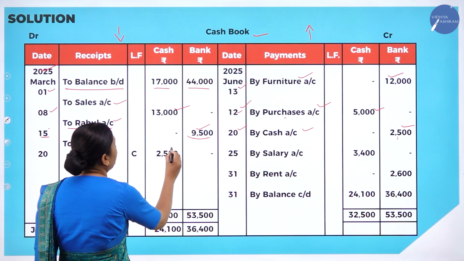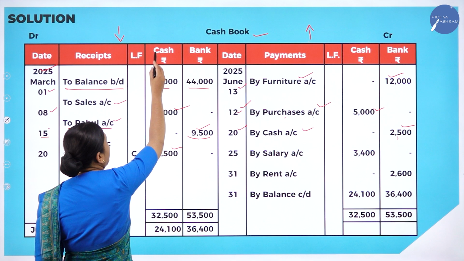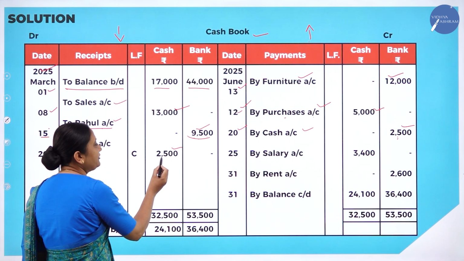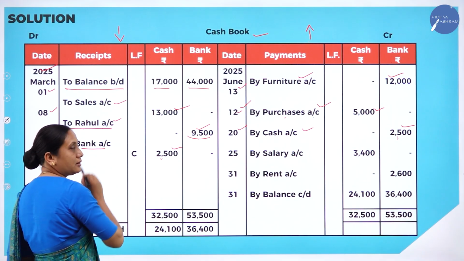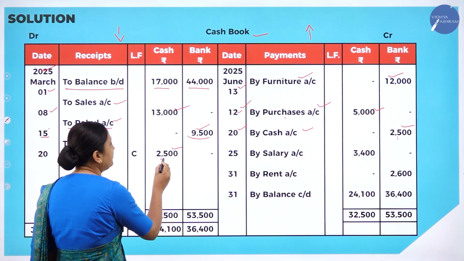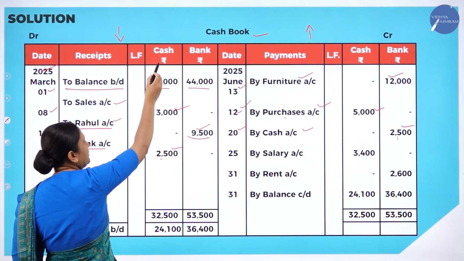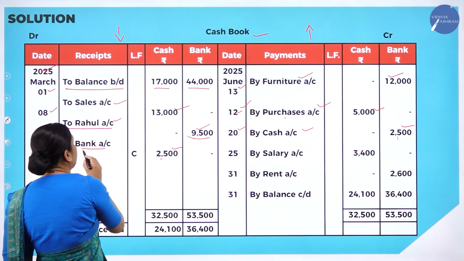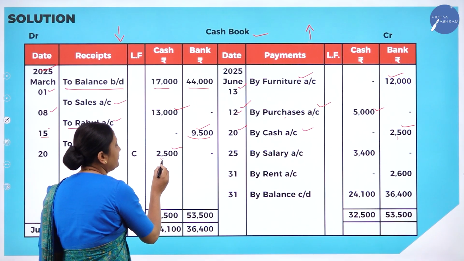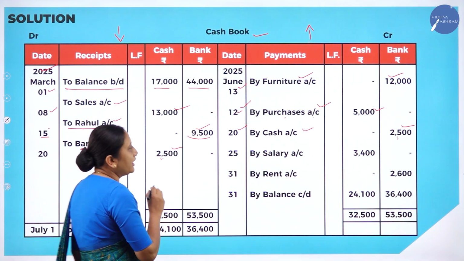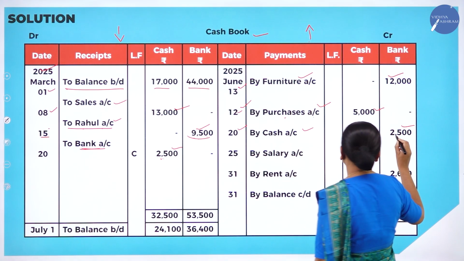See here, that is why we have made an entry. 2,500 in the cash column. Why? Because 2,500 cash is coming into the business from bank. That is why to bank account 2,500 we have written here. Okay, here by cash account 2,500.